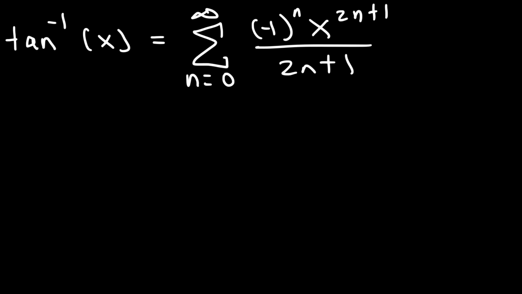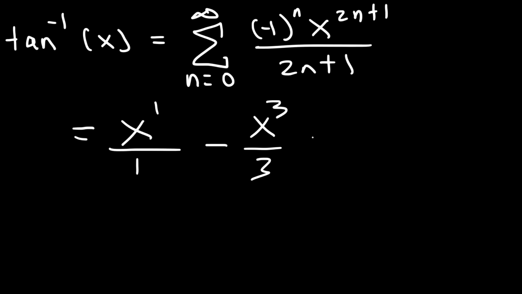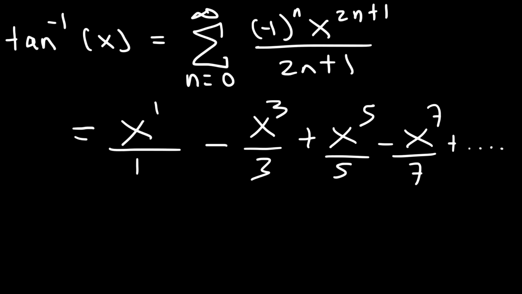Now let's write out a few terms in the sequence. So when n is 0, we're going to get x to the 1 divided by 1, because 2n plus 1 is equal to 1 when n is 0. When n is 1, negative 1 to the first power is going to be negative, and 2n plus 1 becomes 3. So this is going to be x to the third power divided by 3. And then if we continue the pattern, it's going to look like this. So that's the power series for arctangent of x.